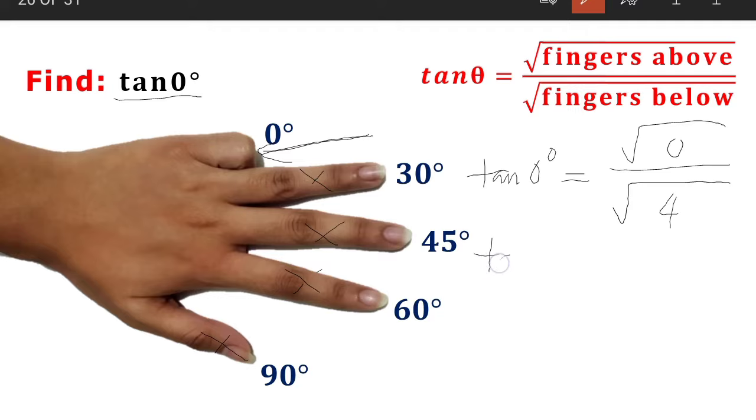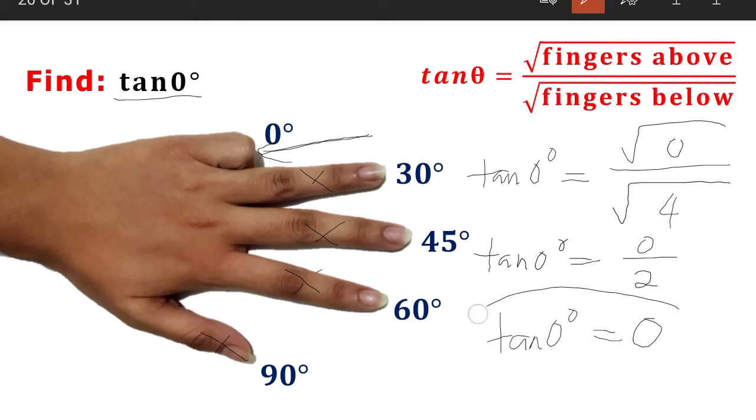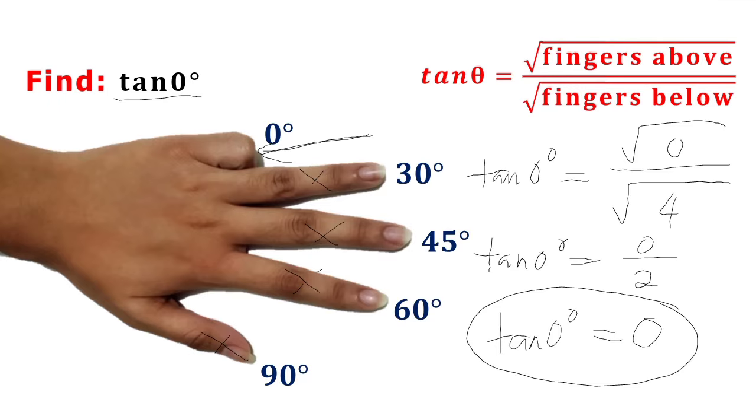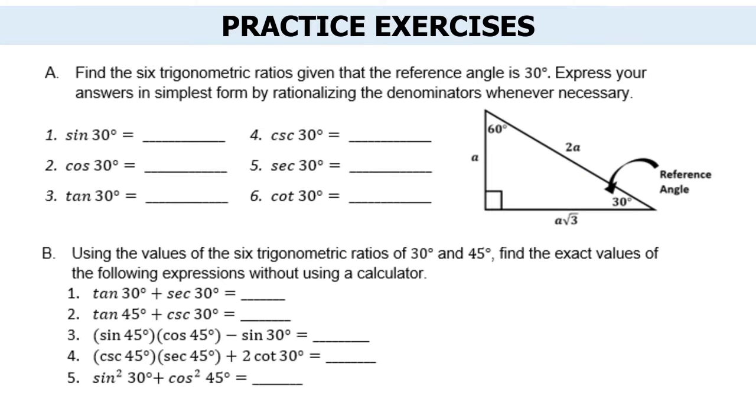So we have here 4. Let us now simplify. Tangent 0 degrees equals the square root of 0 is 0 and the square root of 4 is 2. So 0 divided by 2 is 0. So the measure or the ratio or the value of tangent 0 degrees is equal to 0. Okay, so that is the last example for tangent. Now, I hope you are ready for your practice exercise.